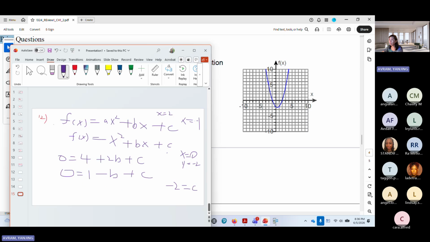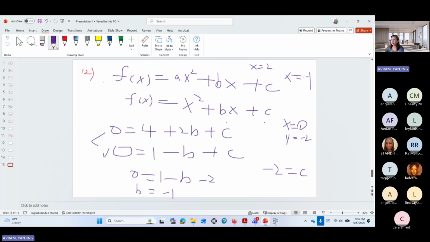And then if you solve for c, you can find b easily. This one gives you more than what you need here, so you can plug either this one or this one to find b. All right, so if I put it into this one, I can find b, right? So my 0 here will be 1 minus b plus c, and c here is -2. So if I add b on both sides, b will be 1 minus 2, which is -1. All right, so my f of x, just plug it in.